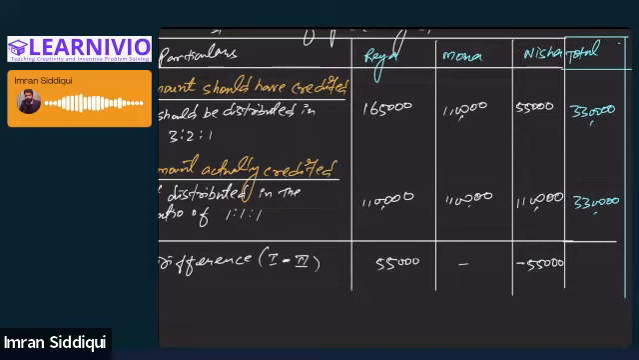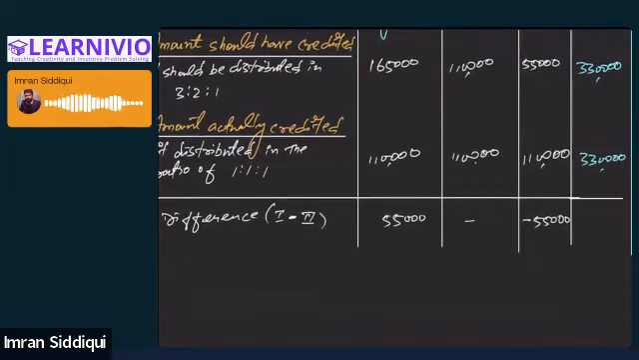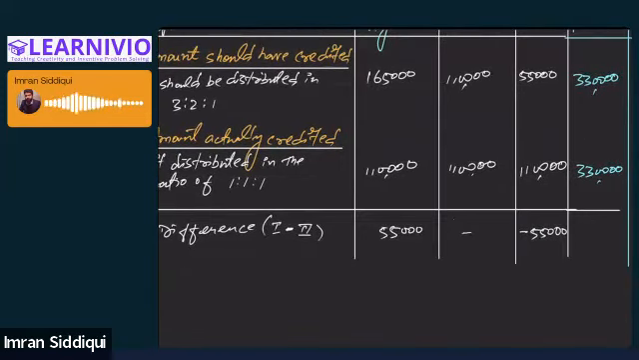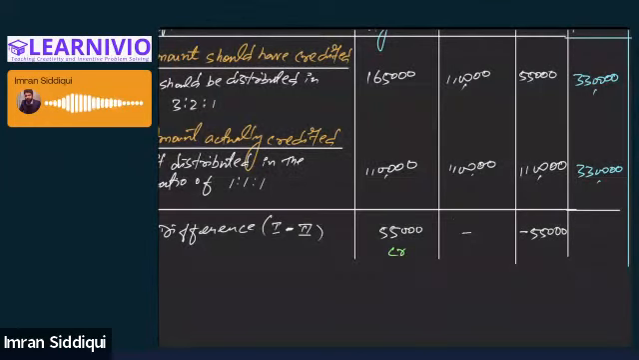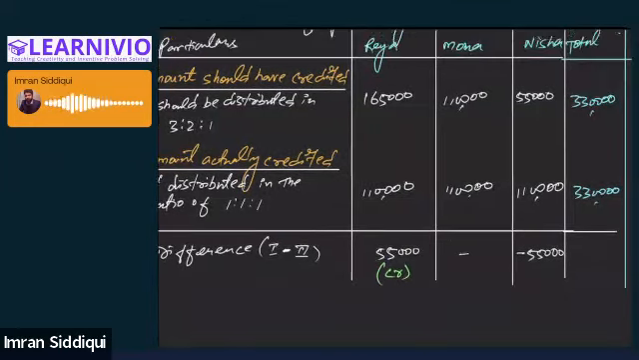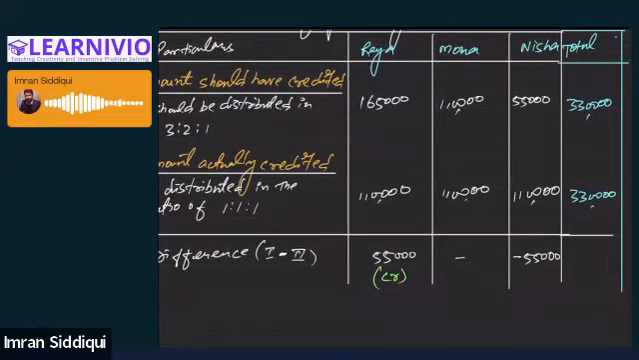Riya's account was underpaid. Riya was underpaid. That means her account should be credited by 55,000. She should further get 55,000, right? Is that clear? And because Nisha was overpaid, her account should be subtracted by 55,000. That means her account needs to be debited by 55,000.